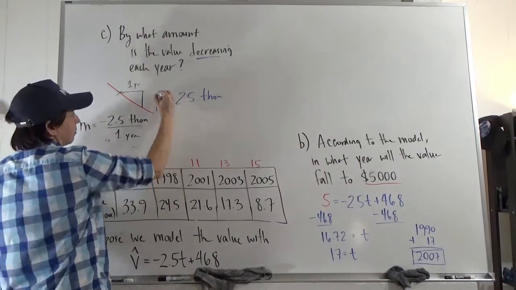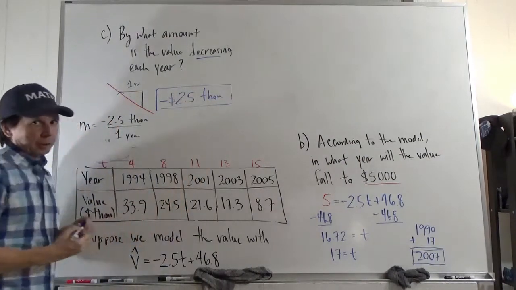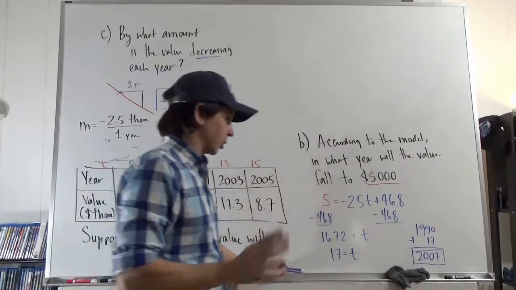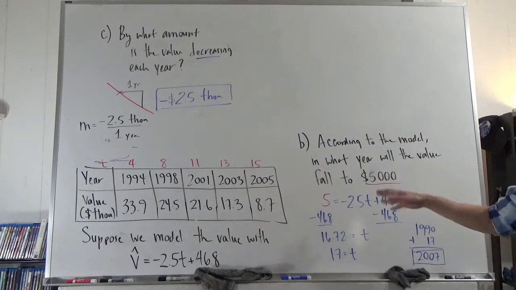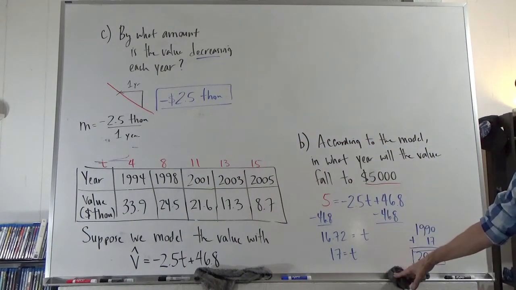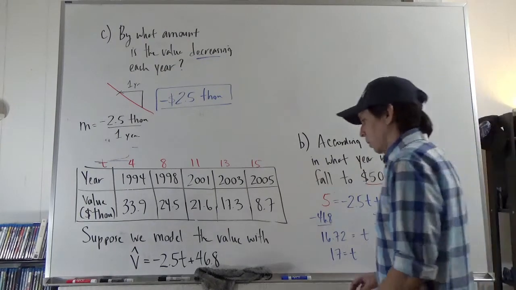You can put a negative, I know what you mean. I'm not getting particular about the fact that it's double negatives or whatever, so that's fine. Negative 2.5 thousand or 2.5 thousand, either one is correct. I just want you to be able to get that value. Okay.